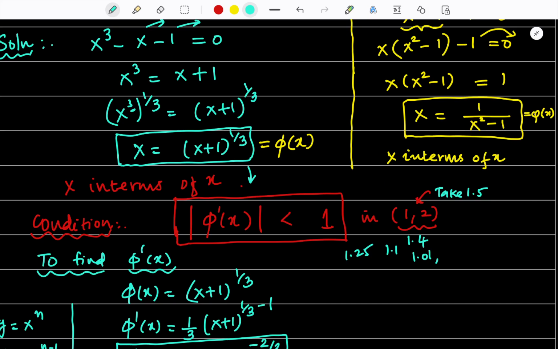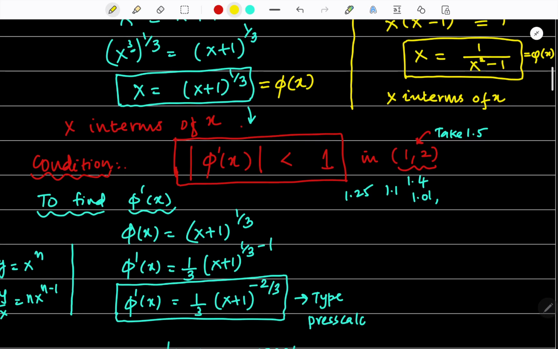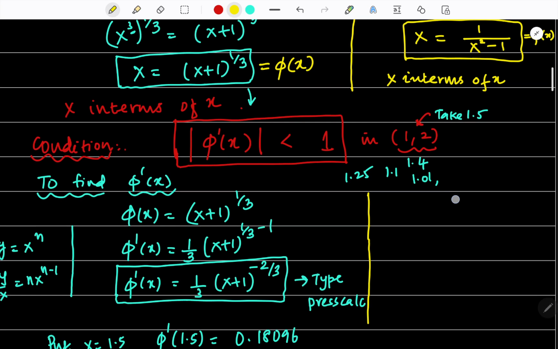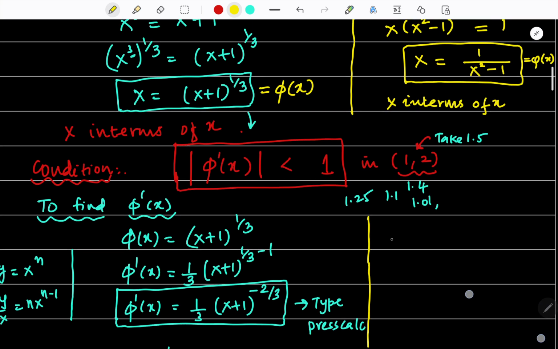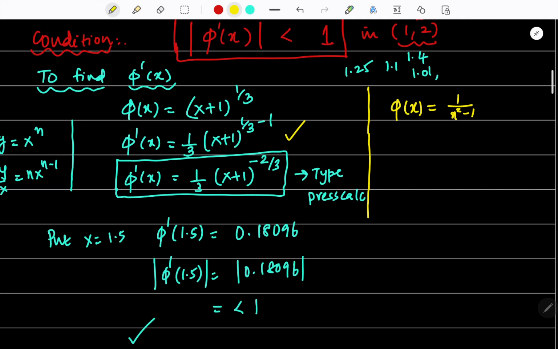Okay, teacher, go this side and tell me. Right. Let me take the derivative for this one. Your phi of x here is what? Teacher, do I need to do both the methods in the exam? No. Do one method where the condition is satisfied. Right. Phi of x is equal to 1 divided by x square minus 1. What is the derivative? I'm not going to use the quotient rule. I'll take this as (x square minus 1) to the power of minus 1.